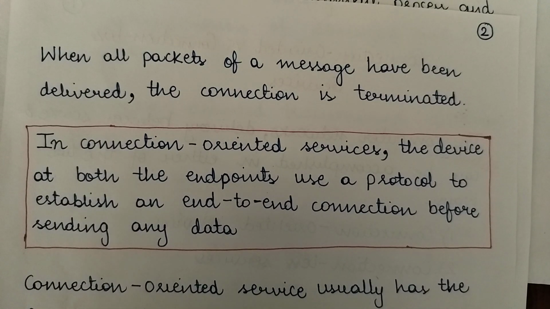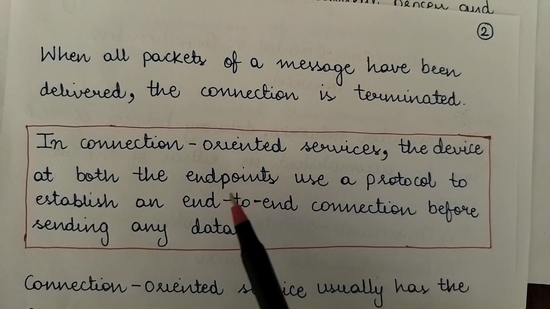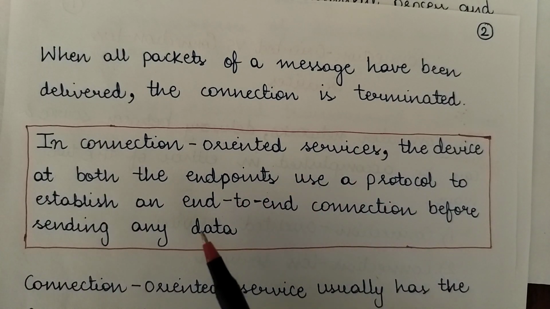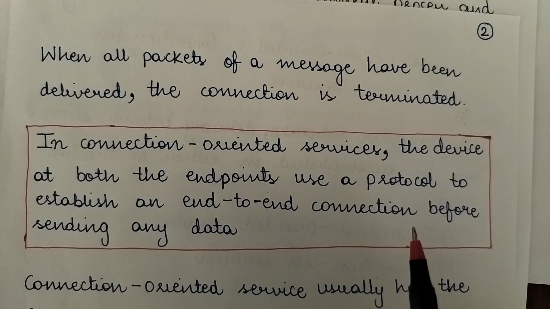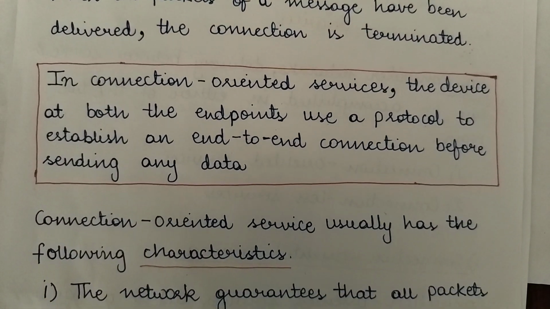Now, in connection-oriented services, the devices at both endpoints use a protocol to establish an end-to-end connection before sending any data. There are sets of rules for communication, and these sets of rules are known as protocols. Both parties involved in the communication must agree upon the same set of rules. That means both the sender and the receiver follow the same protocol for establishing an end-to-end connection before any actual data is sent in a connection-oriented service.